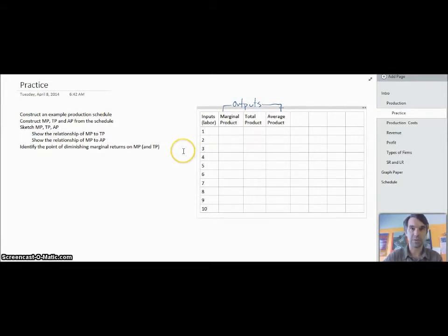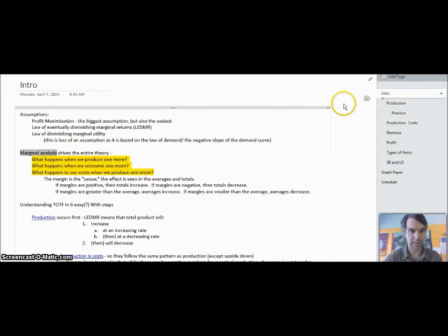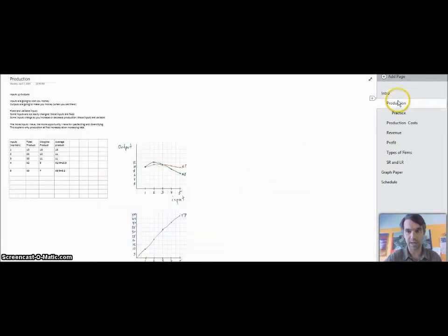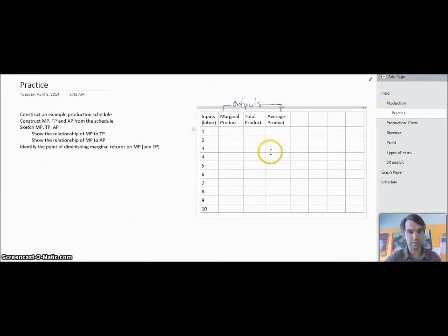And to be able to see what I want to see, I need to come back to the assumptions and remember this right here. The law of eventually diminishing marginal returns means that at first production will increase at an increasing rate, then it will still be positive but at a slower rate, and then eventually total production will actually fall. So as I put together this schedule, I need to reflect that.